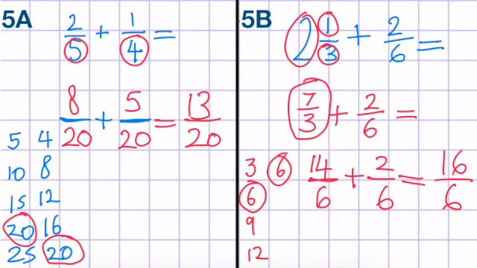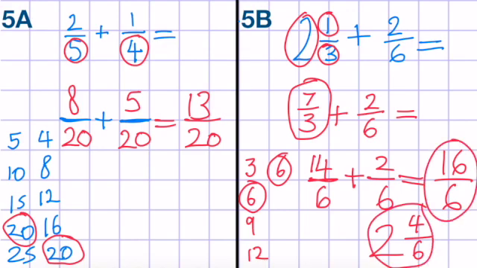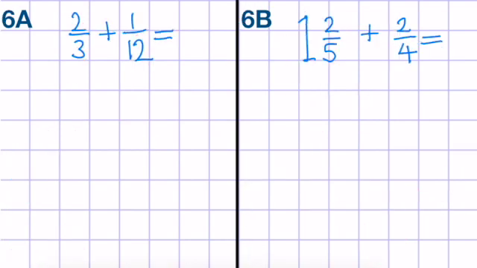So the answer is 16/6. If you want to write that as a mixed number, you need to see how many times 6 goes into 16. And it goes in twice, so that's 2 wholes, because that's 12. And then you've got another 4/6. Okay? Because 2 times 6 is 12 plus 4 is 16. So your answer can be either 16/6 or 2 4/6.